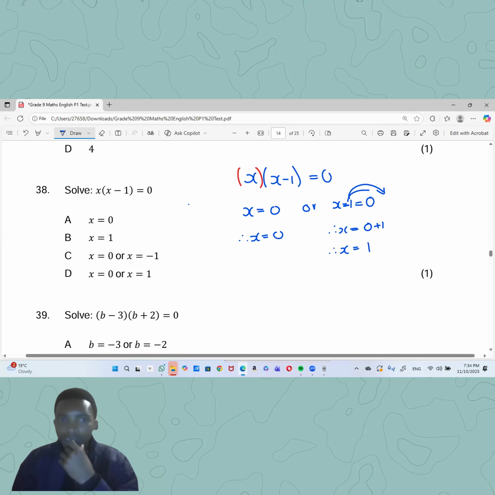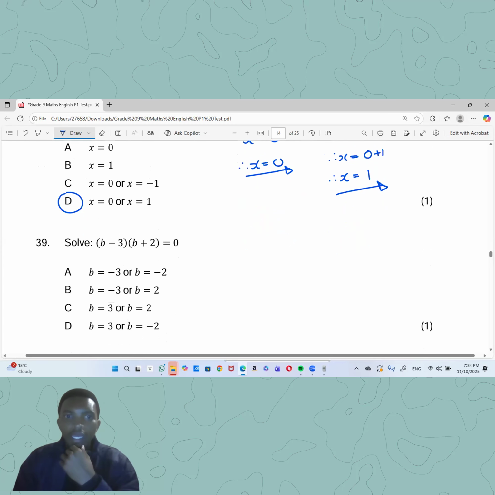Here, which one is our answer? D. Our answer. I just showed you guys now our answer, but you're still saying it's B. Our answer is D. They're saying x is equals to 0 or x is equals to how much? 1, meaning our answer is D. And then we do the same again.